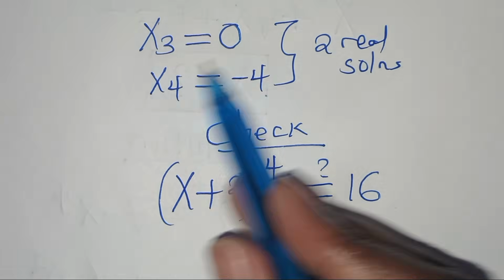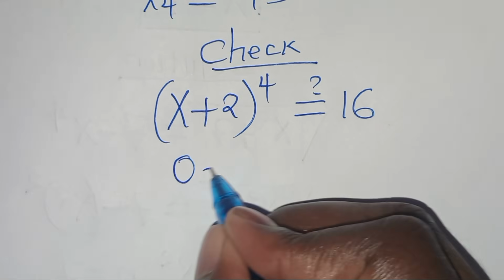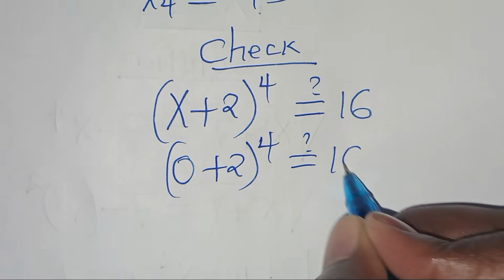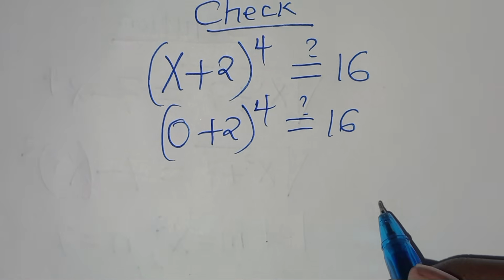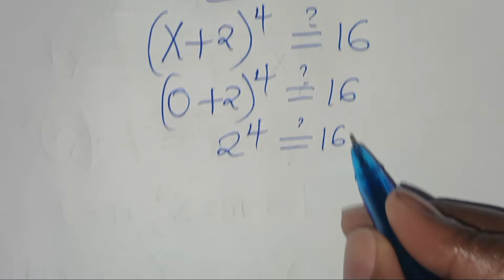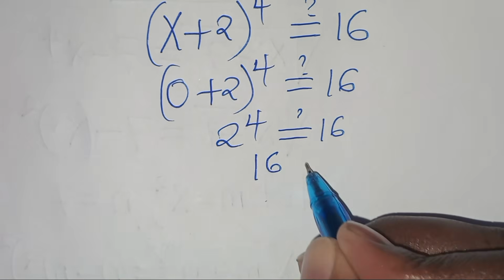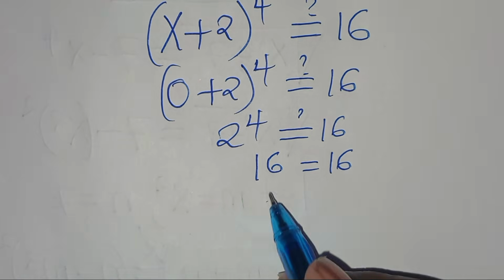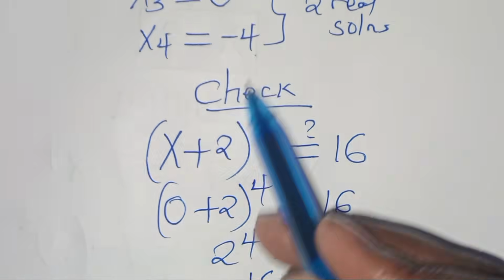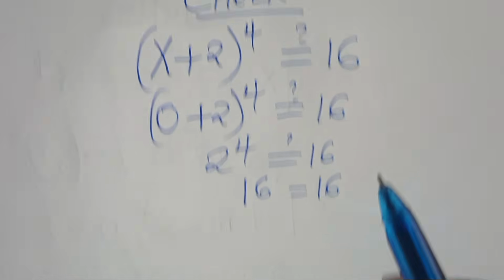Let's start with x3, which is 0. So we have (0+2)^4, which should give us a value of 16. So this is 2^4, which is 16, and this is equal to 16. The left-hand side is equal to the right-hand side. And this means that x3, which is 0, satisfies the equation.